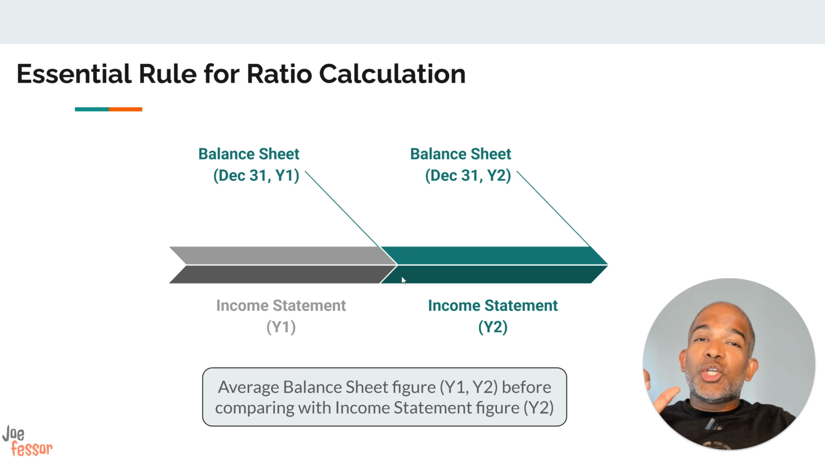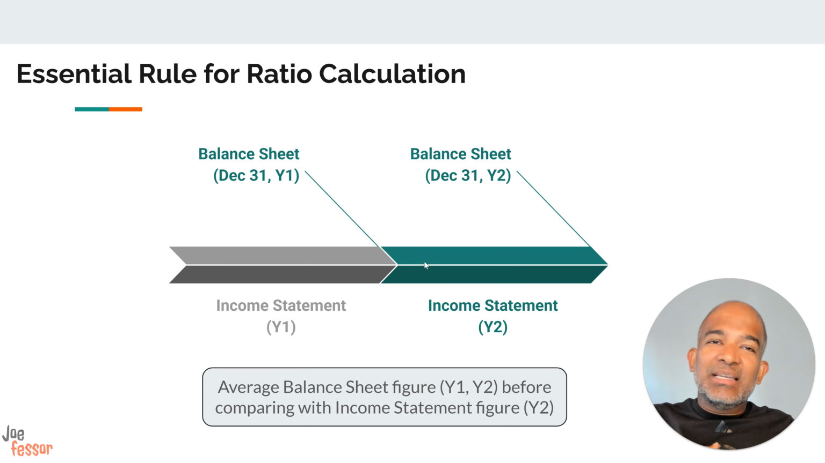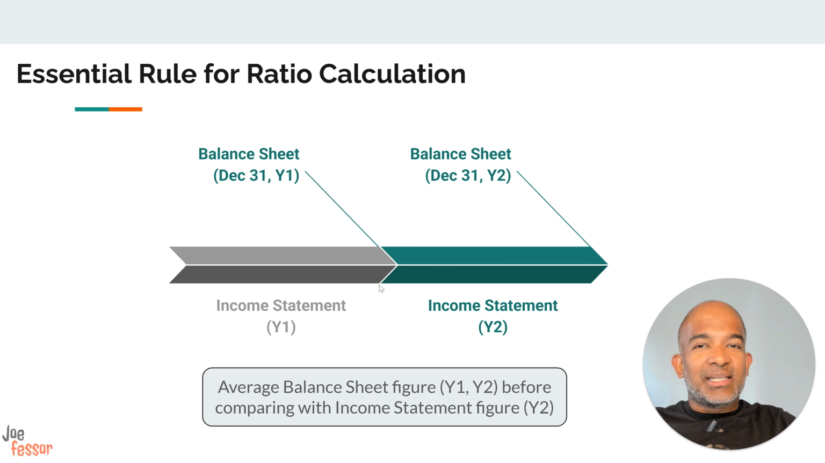When a ratio compares an income statement figure from year 2 to a balance sheet figure, using a single static balance sheet number would be inconsistent and potentially inaccurate. Therefore, the rule is the balance sheet amount in the denominator must be expressed as an average of the beginning and ending balances of the period covered by the income statement. We calculate the average by summing the beginning and ending balances and dividing by 2.